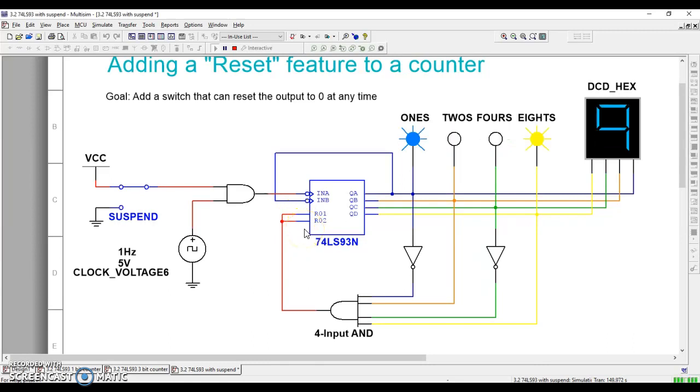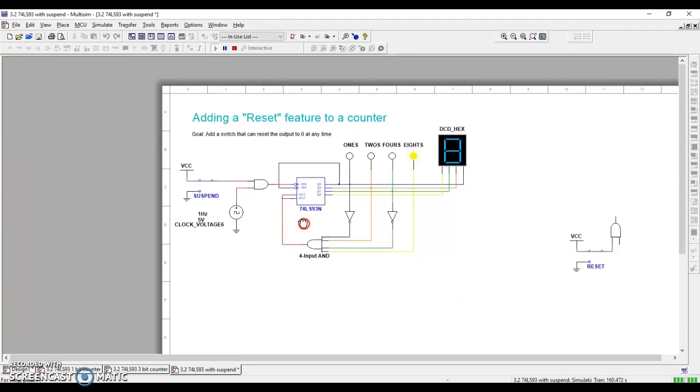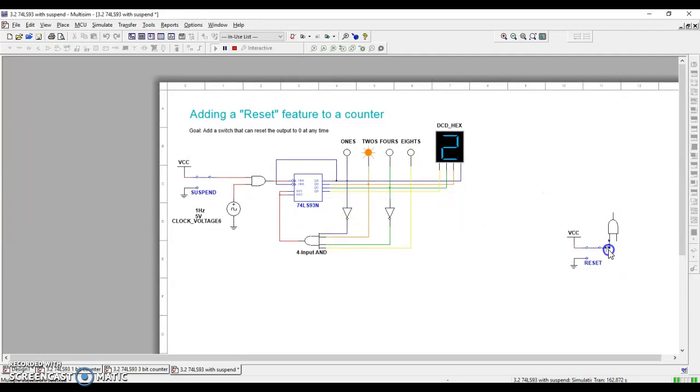It's an asynchronous input, which means it overrides. It does not have to wait for the clock. Don't care where the clock is. It's just going to happen automatically. Okay, so it's a very similar process to what we use for suspend. Okay, over here, I already have some stuff built off to the side. I'm just going to kind of drag it over into place.